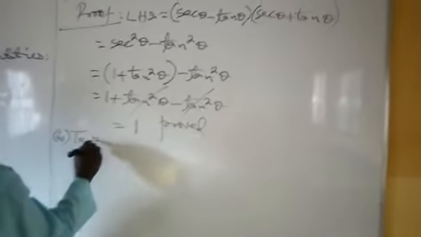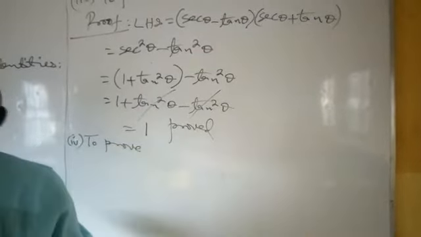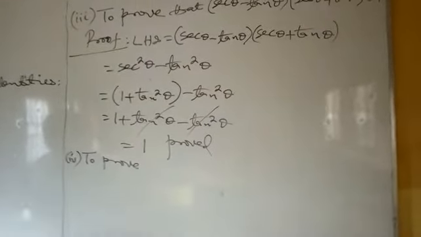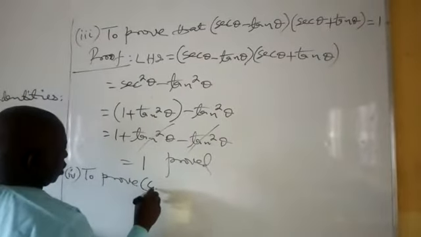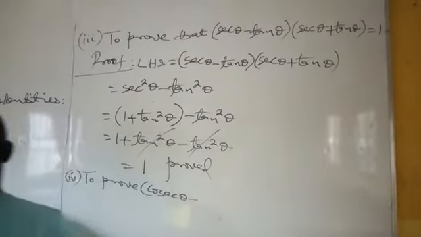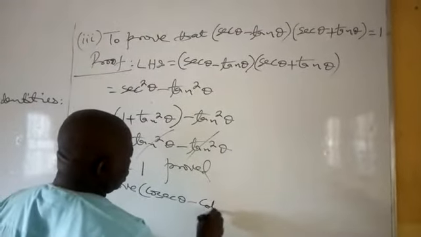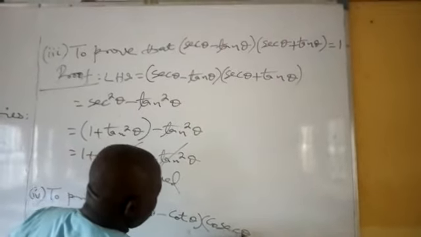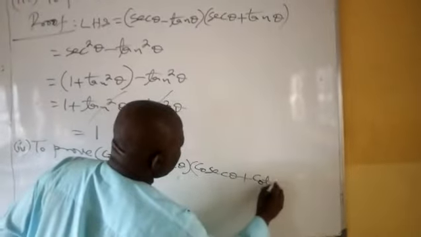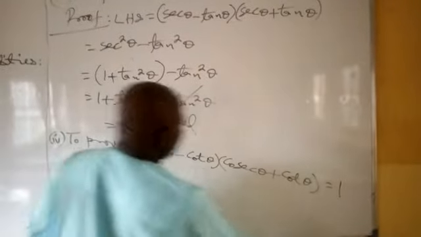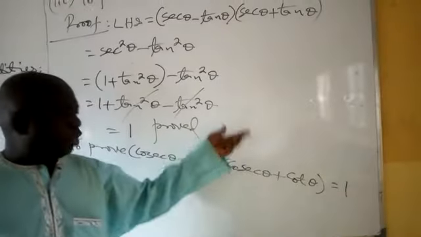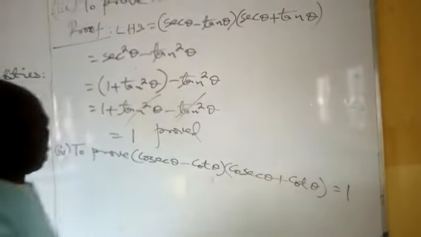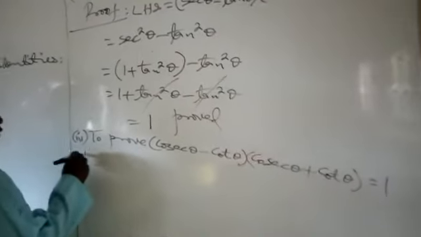Then 4. We are to prove that cosec theta minus cot theta into cosec theta plus cot theta is equals to 1. Again, the left hand side is more complex than the right hand side. So we start from the left hand side, simplify, and then arrive at 1. Proof.